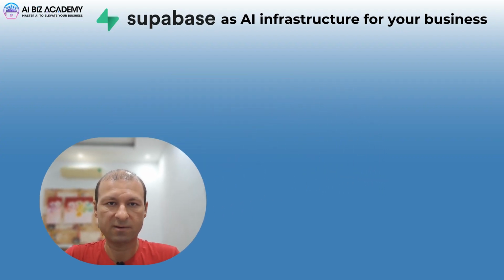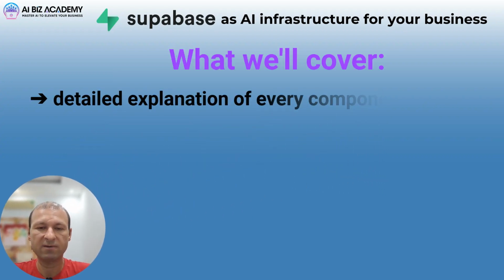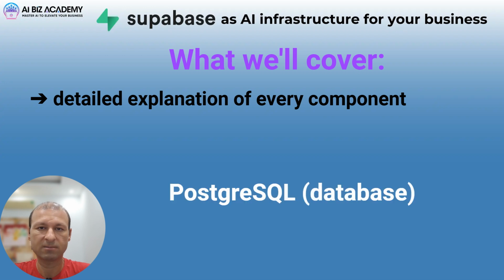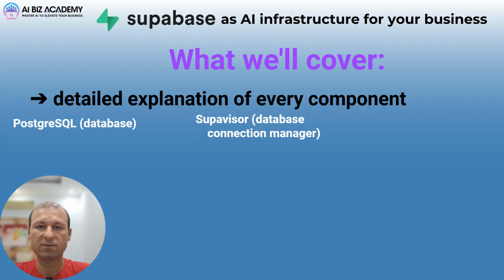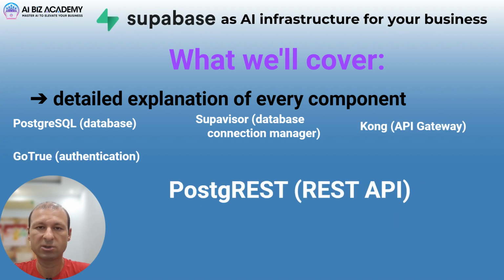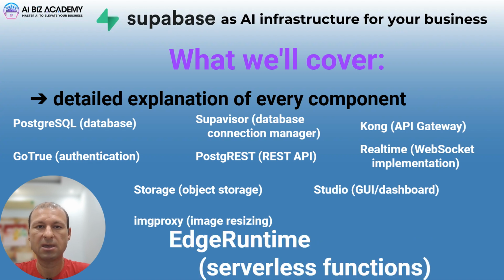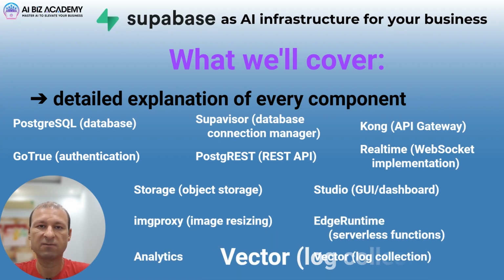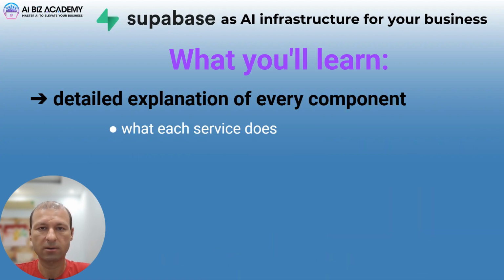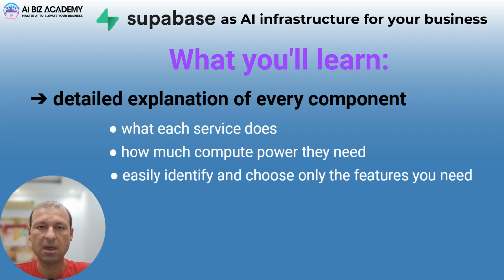Here's what we'll cover. First, I'll explain every Supabase component and what it does: PostgreSQL with PG Vector for embeddings, Supervisor, Kong, GoTrue, Postgres, Realtime, Storage, Studio, Image Proxy, Edge Runtime, Analytics, and Vector. You'll learn what each service does, how much compute power they need, and which ones are must-haves for your specific business, so you'll be able to choose which ones to install and use.